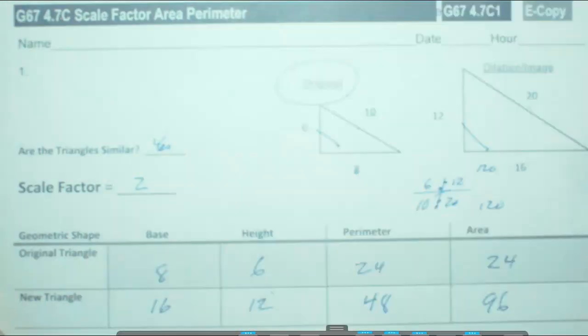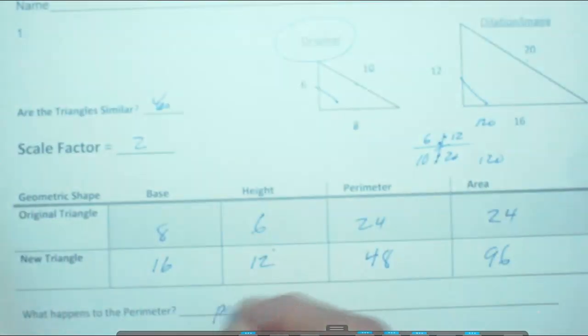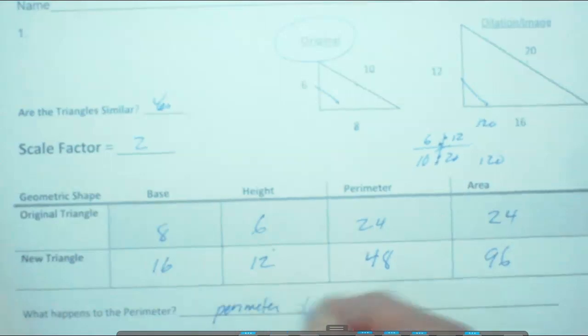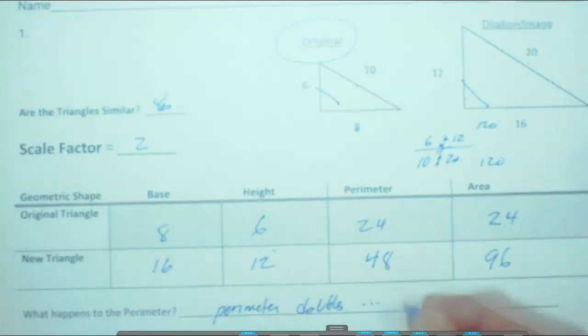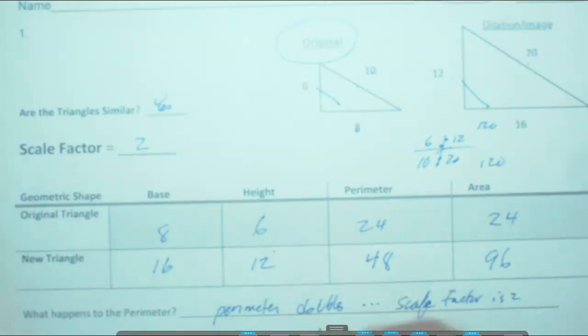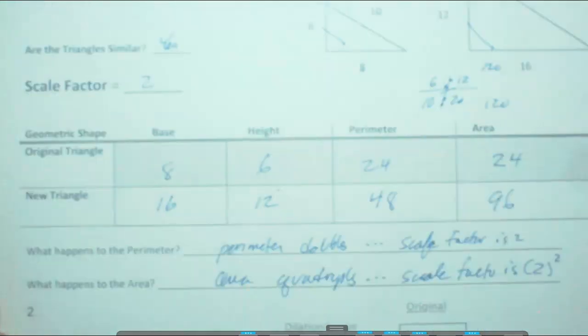So a different relationship here. What happens to the perimeter? The perimeter doubles. And that's because the scale factor is 2. Okay, what happens to the area? The area quadruples. Again, the scale factor is 2, then we square that. That's the worst writing ever, but you know me.